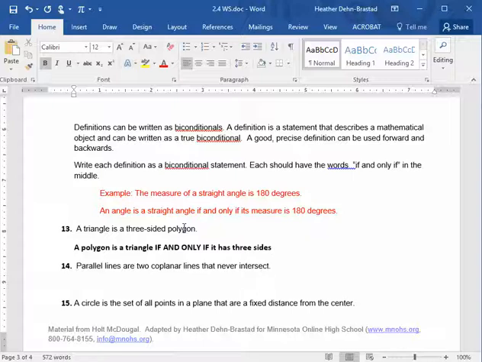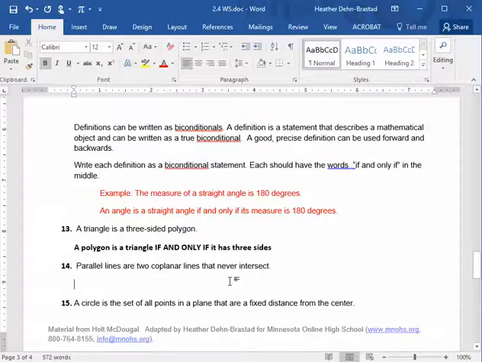We have the same meaning here, but now we have it written better as a biconditional, which means that we could have started this, a polygon has 3 sides if and only if it is a triangle. That would work that way too. So a good definition should work either way, and I think this one works either way.